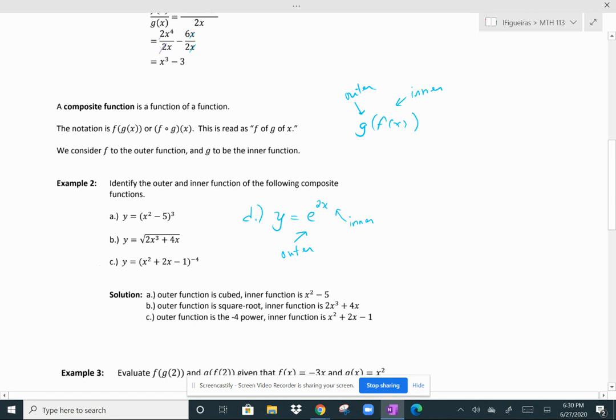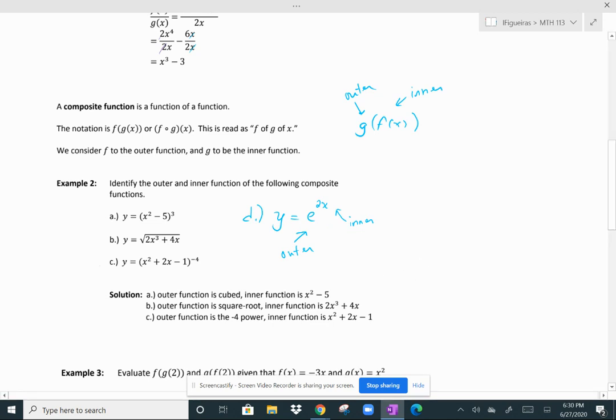So just a quick rule of thumb to figure out outer and inner is whatever you would evaluate first in terms of order of operations, that would be your inner function, and whatever you would evaluate last, that would be your outer function. So in other words, let's say I let x equal negative 3. Well, first you would multiply 2 times negative 3. So that's your inner function, the 2x. And then that result, which is negative 6, you would then raise e to the negative 6 power. So that would be your outer function.